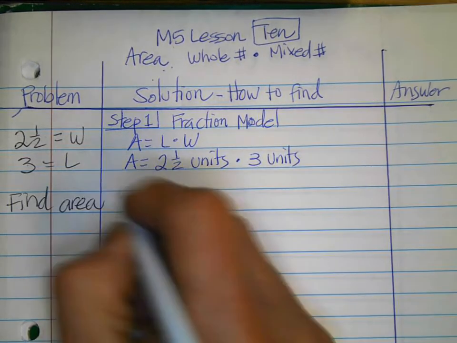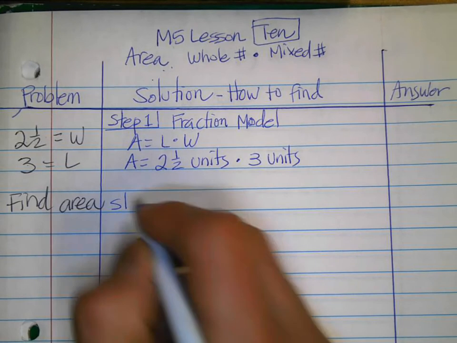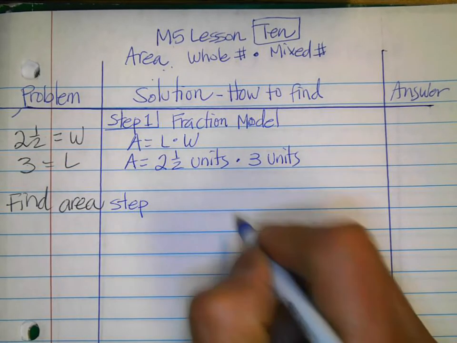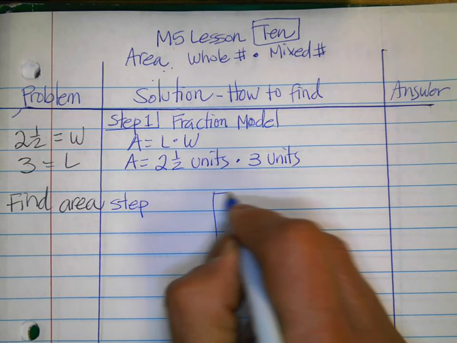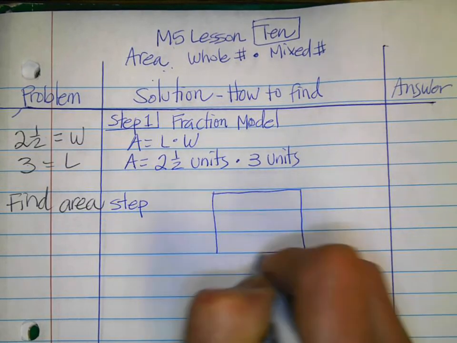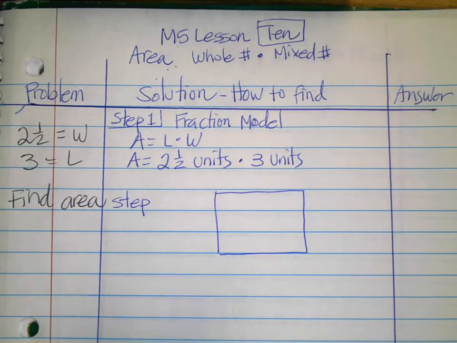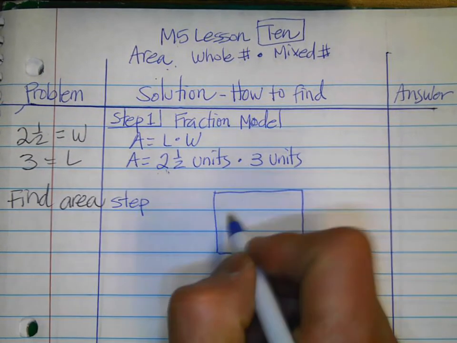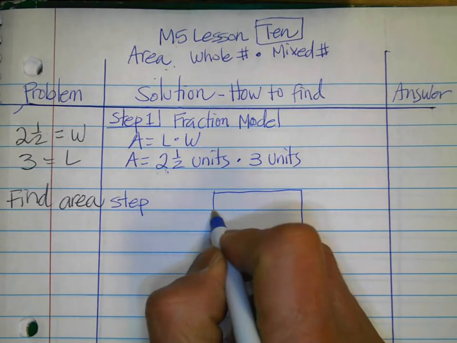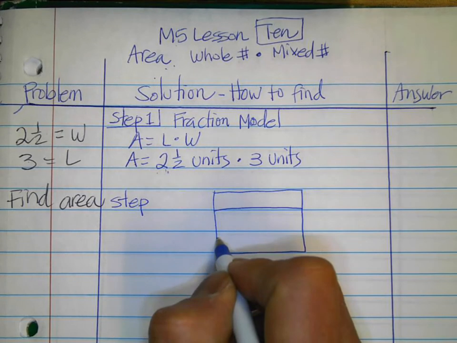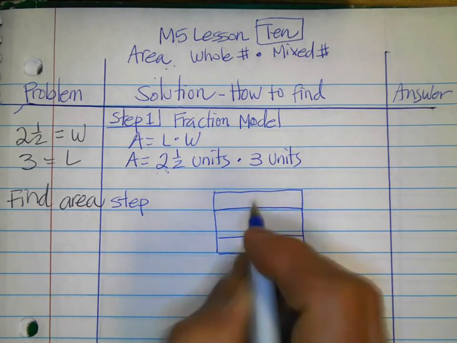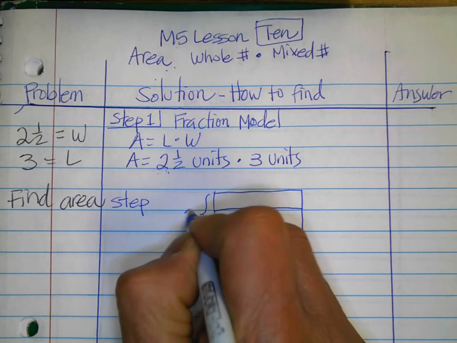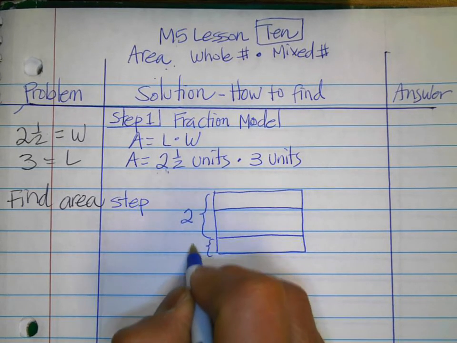So now with that, we're going to create a visual. I was going to say step number 2, but let's wait for that one. The visual is going to be this one. So we're going to create a rectangle. And our first number is going to be 2 1/2. So we're going to create 1, 2, and the bottom is going to be 1/2. So this right here is going to be 2, and this right here is going to be 1/2.